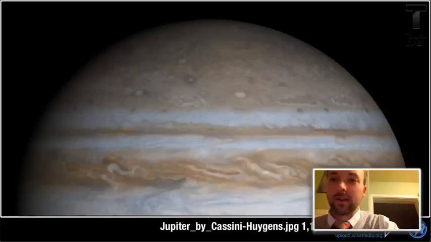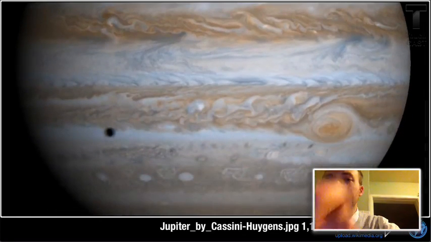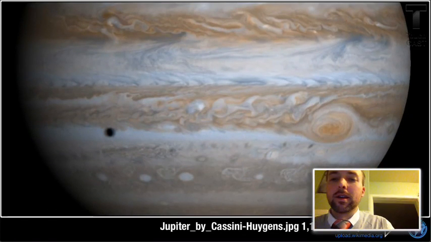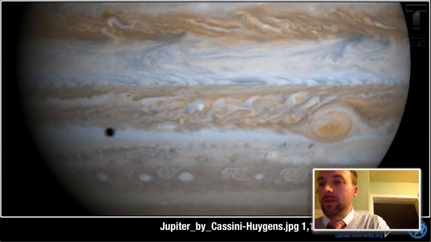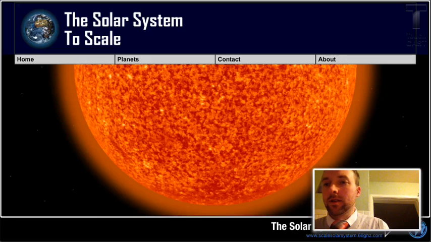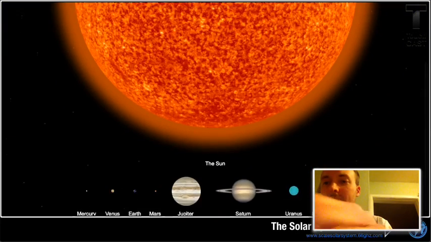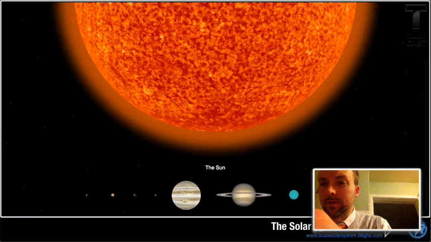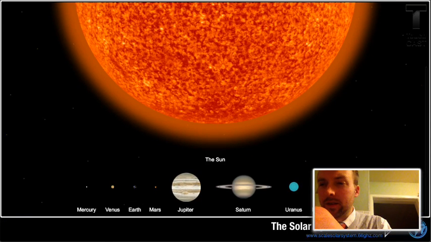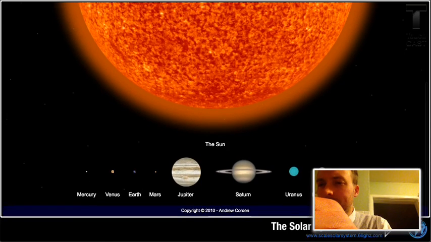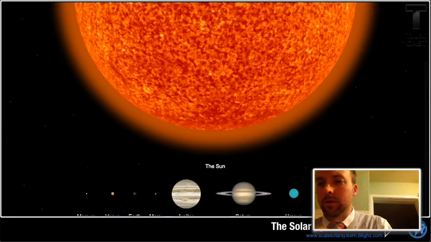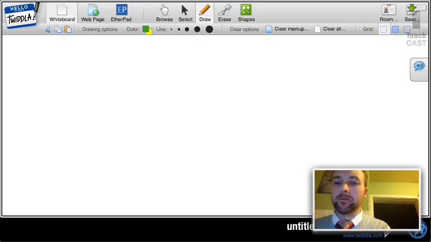Just for comparison's sake, here's Jupiter. I'm sure you've seen it in science class. You've got that storm there on the bottom right. Here's a website that compares them all to scale. There's the sun. You see Jupiter there, and then Earth. Much smaller. But how much smaller? Let's calculate.